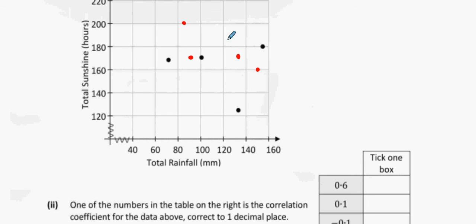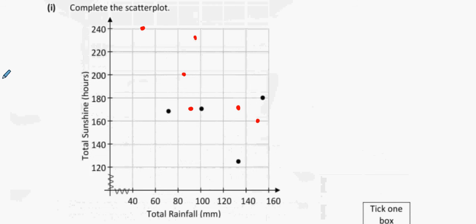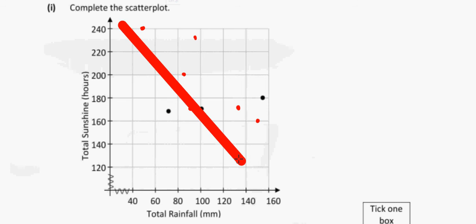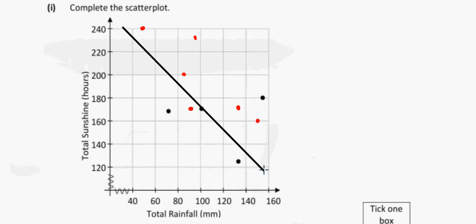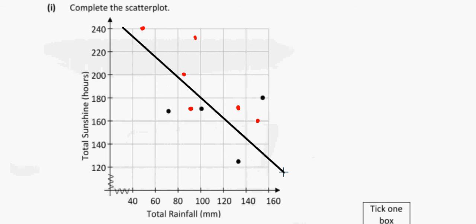Okay, now, if I was doing a line of best fit, what do you reckon? Just out of interest. Something like that? Yes. Now, what this is basically saying, lads, is the higher the rainfall, the lower the sunshine. Or the higher the sunshine, the lower the rainfall. There is a negative correlation here.